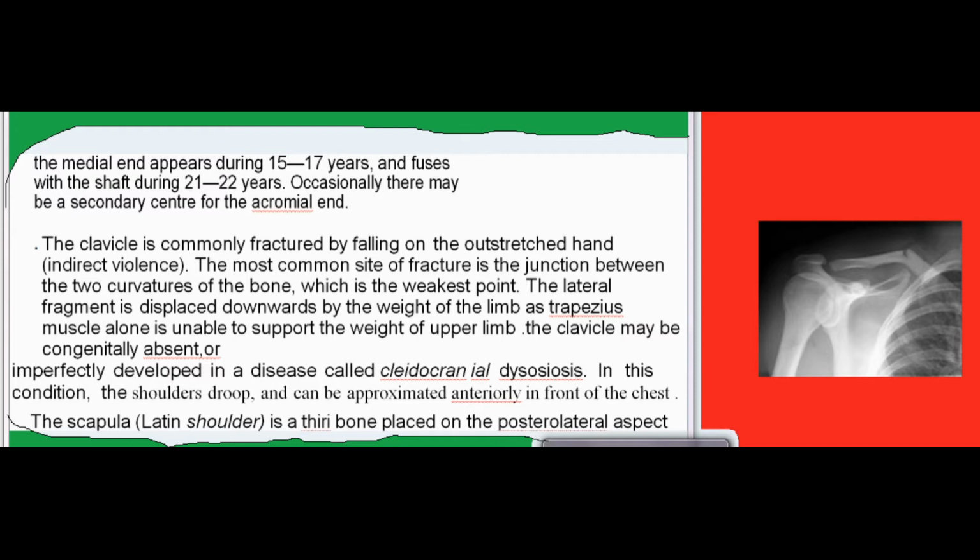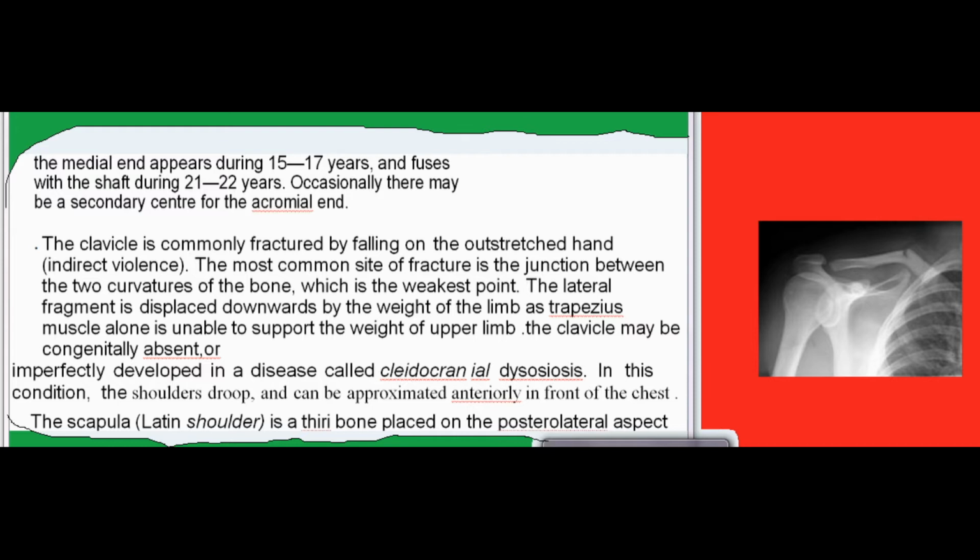The clavicle is commonly fractured by falling on the outstretched hand, indirect violence. The most common site of fracture is the junction between the 2 curvatures of the bone, which is the weakest point. The lateral fragment is displaced downwards by the weight of the limb as the trapezius muscle alone is unable to support the weight of the upper limb.